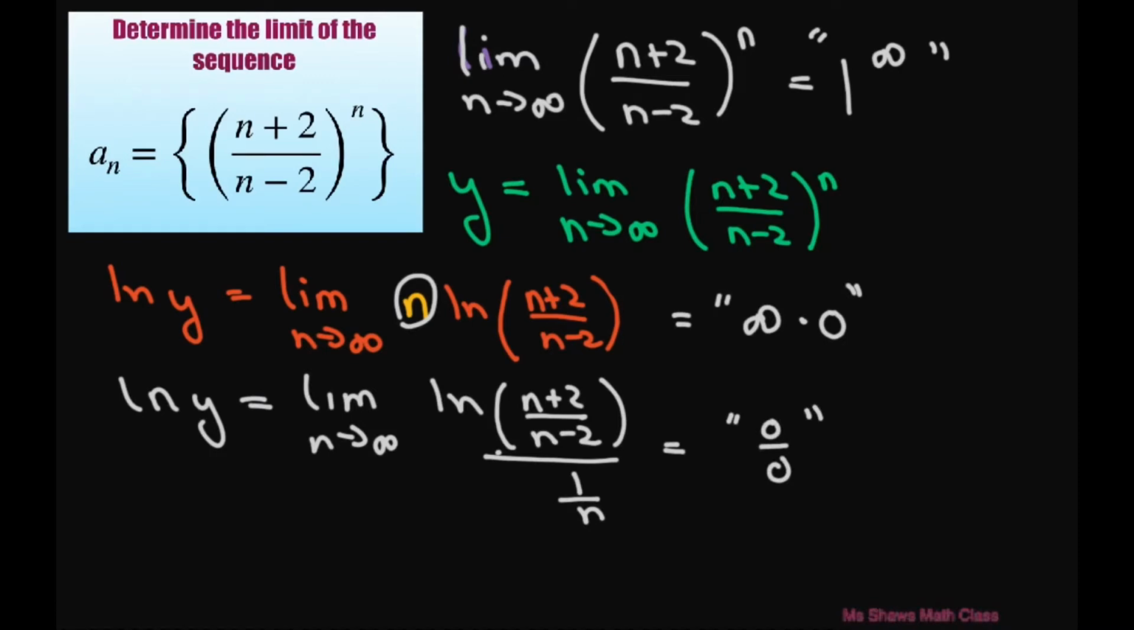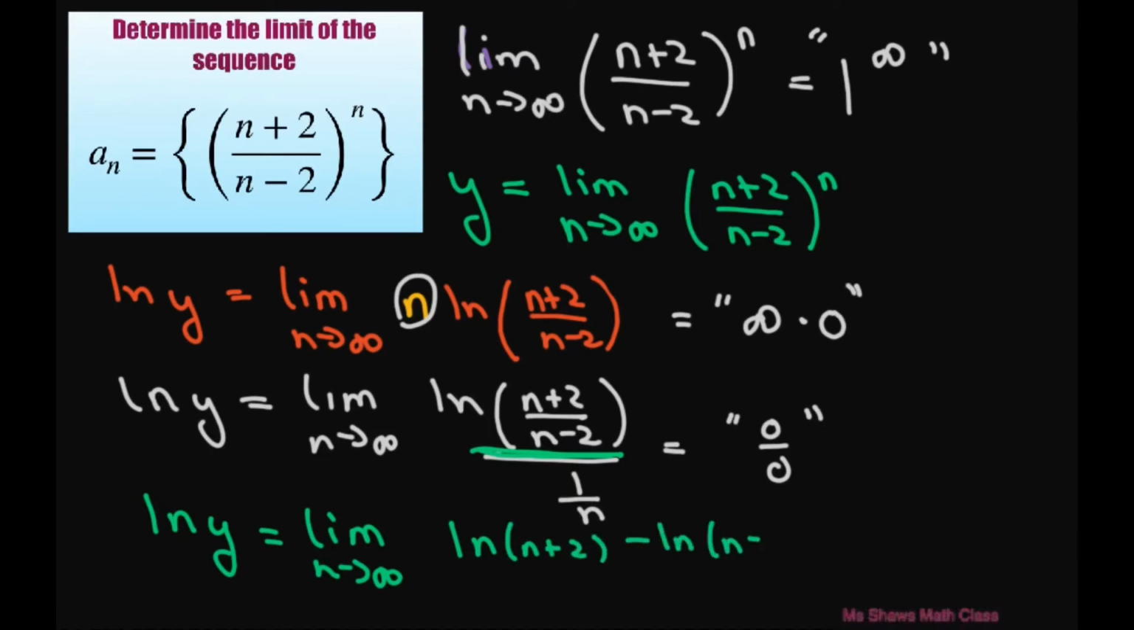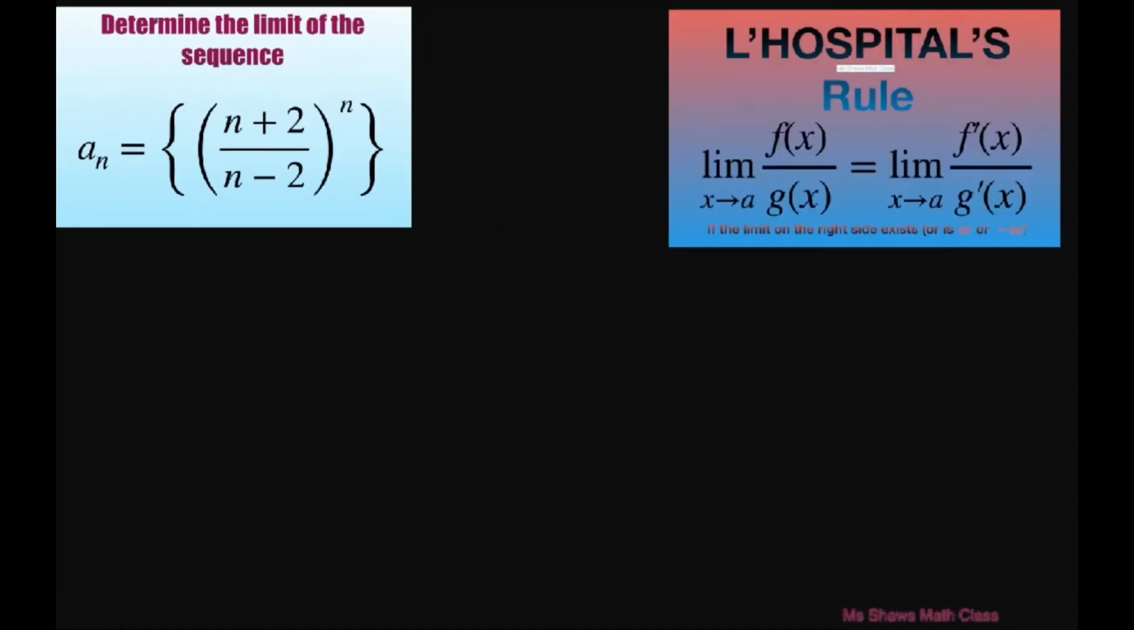And before we do that, let's go ahead and expand our natural log. Let's write this as Ln of y equals the limit as n approaches infinity, and write this as a difference of logs. So it's going to be Ln of n plus 2 minus Ln of n minus 2, divided by 1 divided by n. Now, I'm going to go ahead and differentiate both of these pieces.